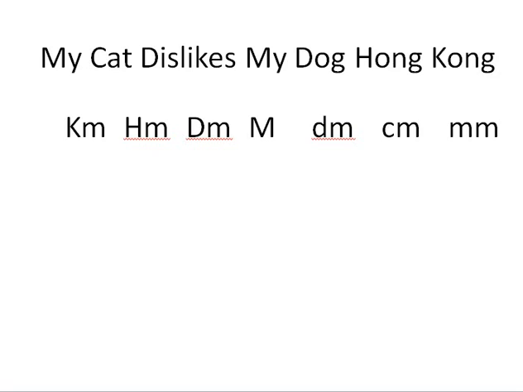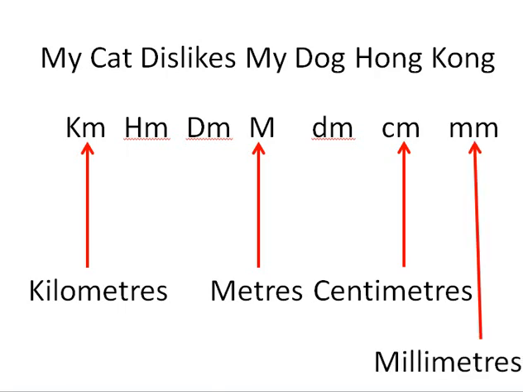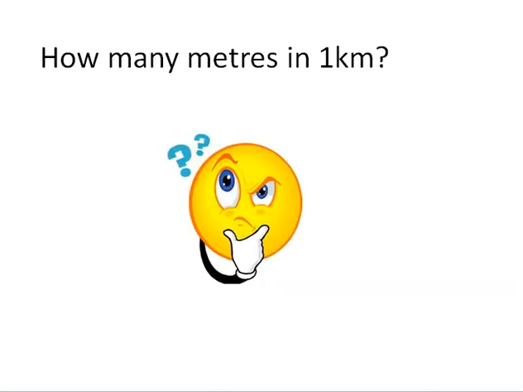And over here, you can start to see some familiar words already, like kilometers, and there's meters. Now this is why we don't need the extra M. We've got centimeters and millimeters here. Don't worry about the HM, DM, or the other DM. We'll learn about that later. So the question, how many meters in 1 kilometer?